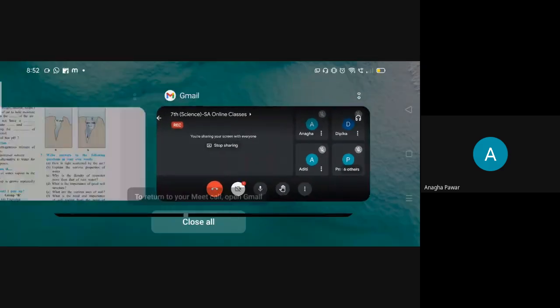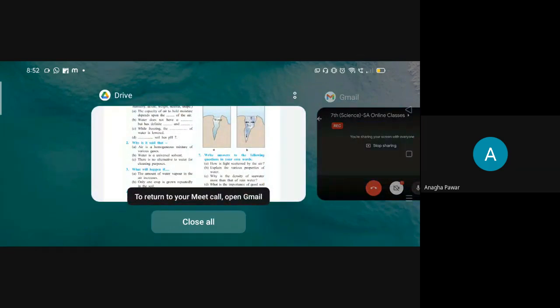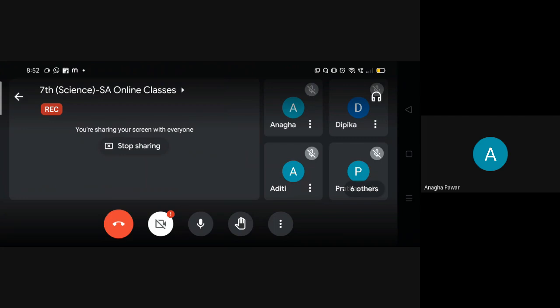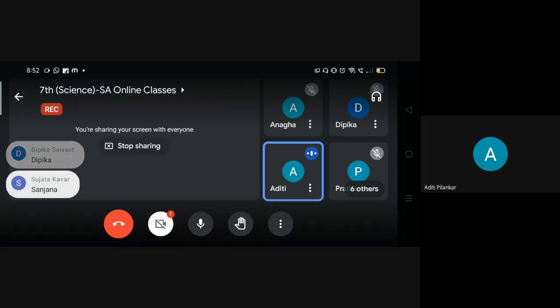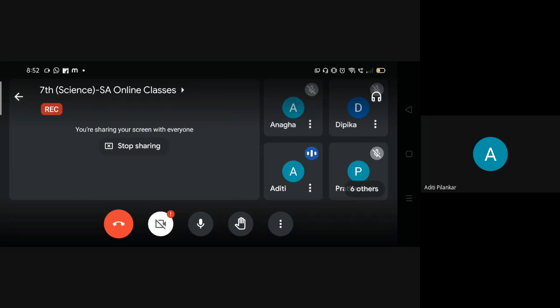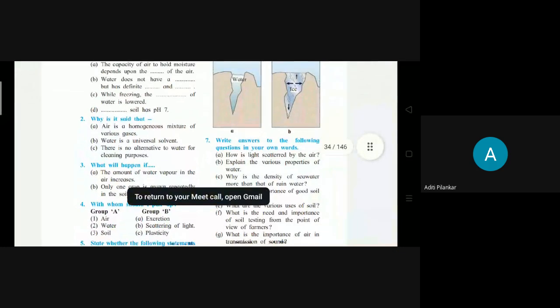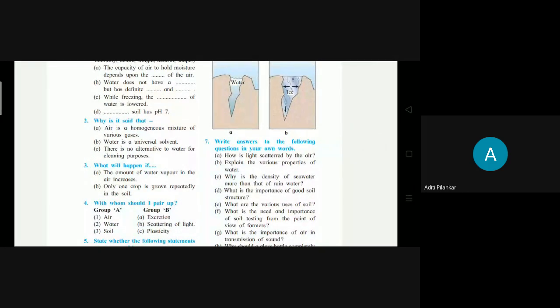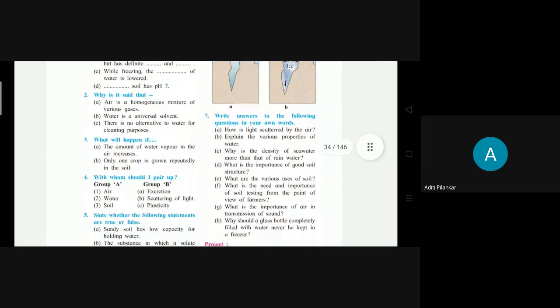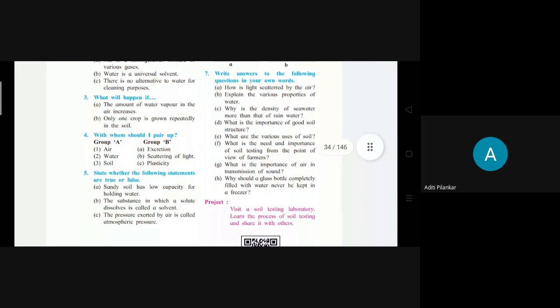The next one is, there is no alternative to water for cleaning purposes. That we can use only water for cleaning. Many substances can dissolve in water. Therefore, for bathing, cleaning utensils and washing clothes, water becomes a very useful solvent. It is the chief, easily available remedy for cleaning purposes. Therefore, it is said that there is no alternative to water for cleaning purposes. Yes, good.